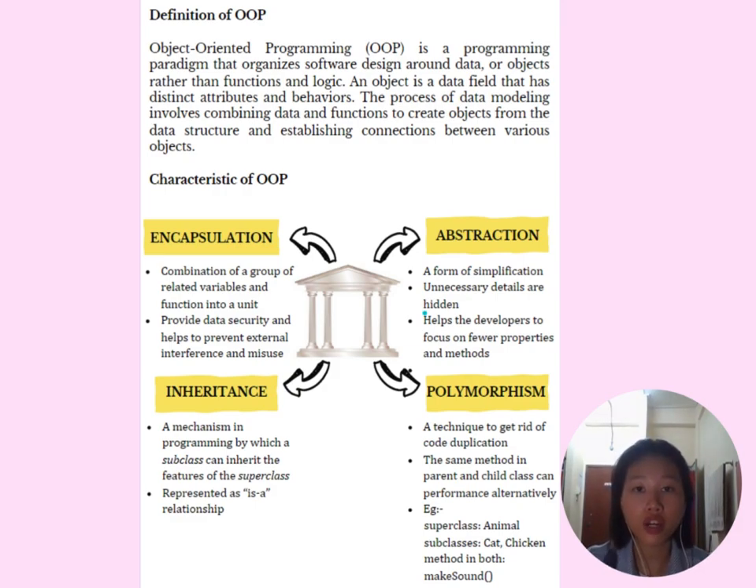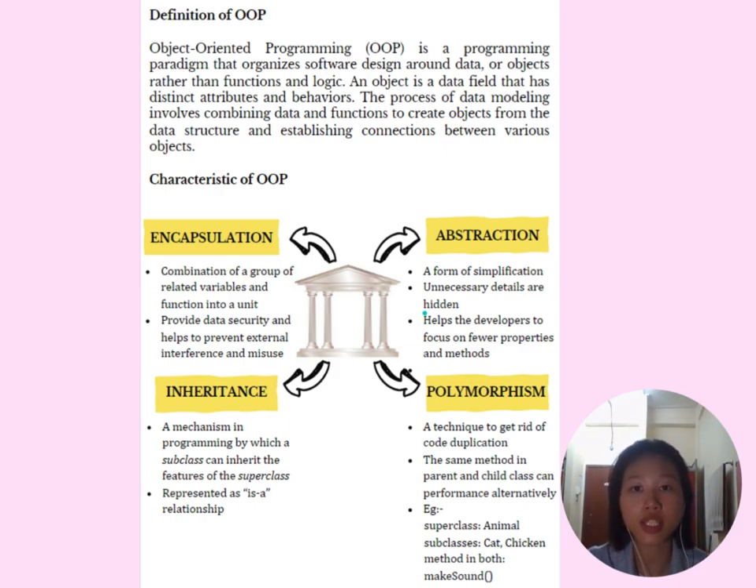Next, there are four core characteristics in OOP, which are also referred to as the four pillars of OOP. The first pillar is encapsulation, which is a combination of a group of related variables and functions into a unit. This pillar restricts direct access to some of an object's components, which can help to prevent unintended interference and misuse. Think of it as a protective shield that keeps the internal state of an object safe and secure.